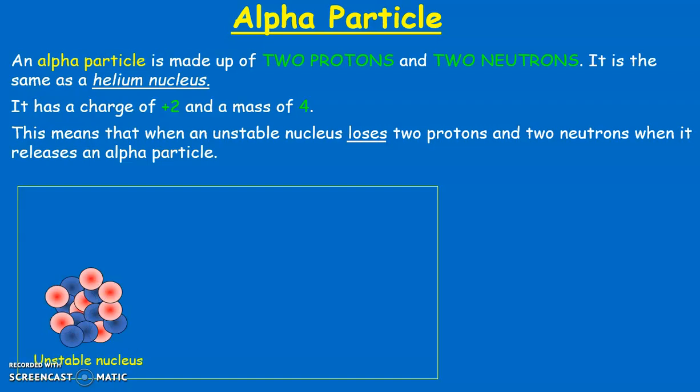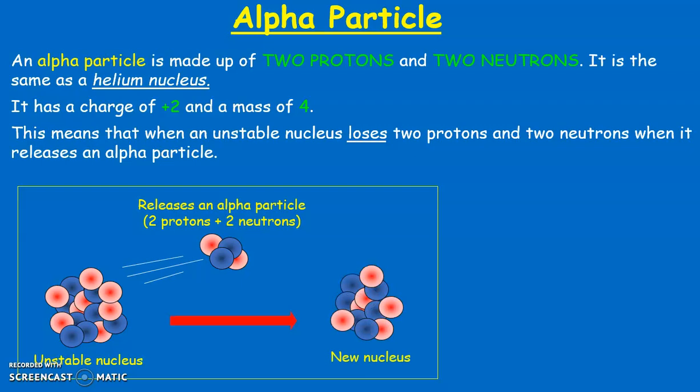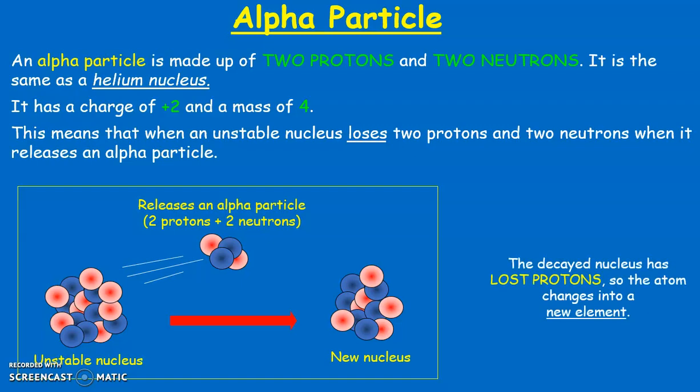And here's an animation of this happening. So here's an unstable nucleus. The nucleus releases an alpha particle, 2 protons, 2 neutrons, which then forms a new nucleus. Because it's lost its 2 protons and its 2 neutrons, the atom changes into a new element. Remember, proton number, or atomic number, tells you which element it is. This unstable nucleus has lost protons, so it's now turned into a new nucleus. Pause the video here and copy this information down, please.